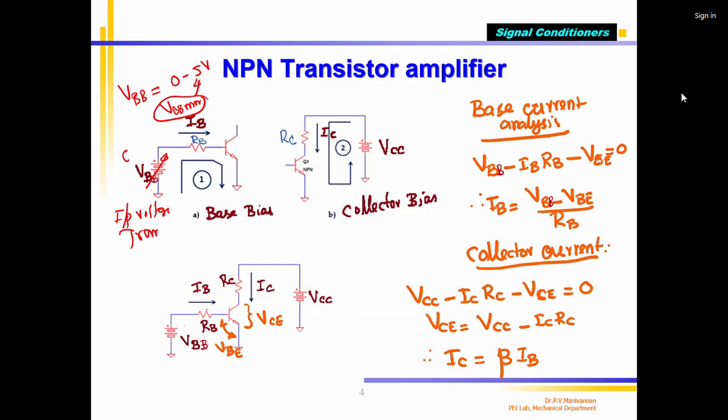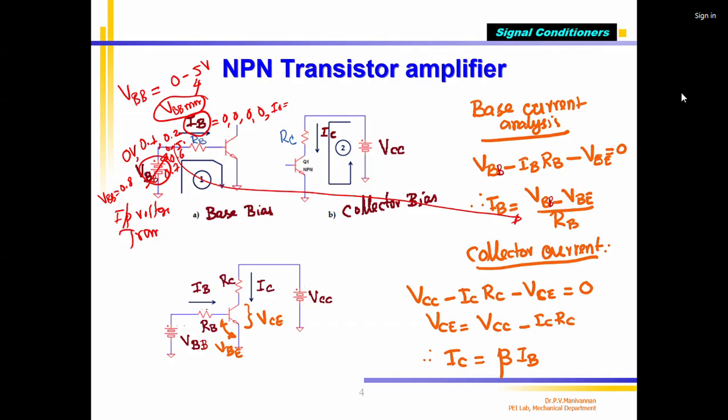Now, if I give 0 volts, IB will be 0. If I give 0.1 volts, IB will still be 0. If I give 0.2 volts, 0. If I give 0.5 volts, still 0. 0.6, still 0. I give 0.7, maybe IB can flow, I don't know, a very small quantity. But if I give VBB equal to 0.8 volts, automatically IB will flow. How much IB will flow? That is what you are going to compute using this. Note down, that means if my VBB is less than or equal to 0.7, IB is 0.